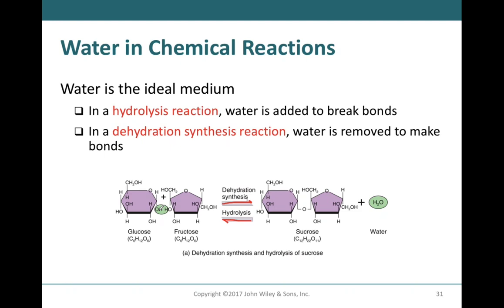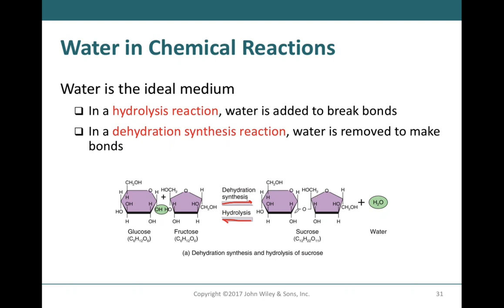and pull out water. So through the dehydration synthesis reaction, we can see that we've now formed a new type of sugar known as sucrose. And we've also formed water. So in progressing towards the right, we've removed water from each of these components, and we have made a new bond. You can see this new bond running through this oxygen here.